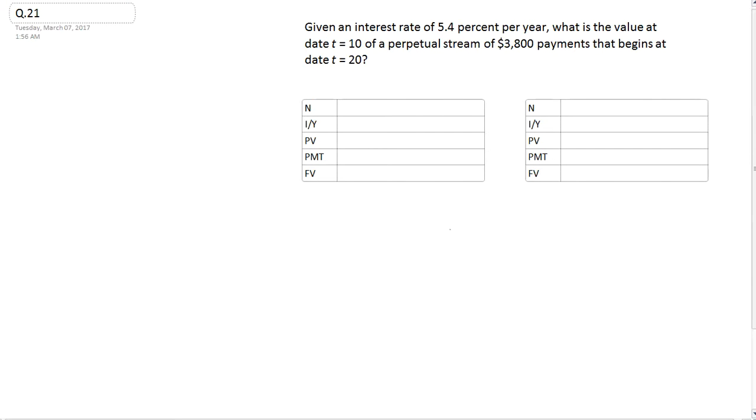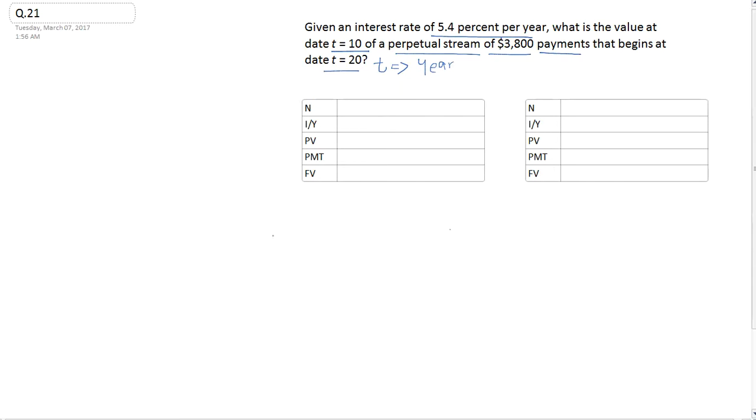Alright, now we're gonna work on question 21. Okay, so let's read the information together. So interest rate is 5.4% per year. Find the value at time t10 for perpetual stream of $3,800 payment that begin at time 20. So this question doesn't do a good job explaining, but I assume that t is year.